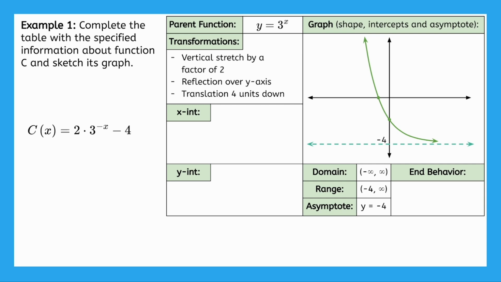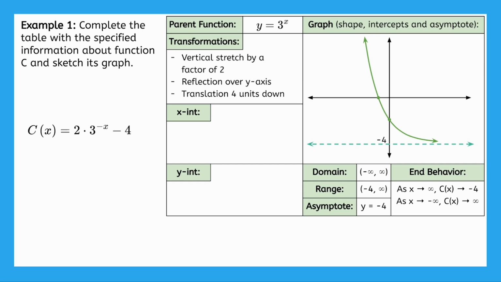With the sketch we have so far, we can also see the end behavior. As x goes to infinity, c of x goes to -4, and as x goes to negative infinity, c of x goes to infinity. All that's left now is to find the intercepts. From our sketch, we can see there will be one x-intercept and one y-intercept. How can we find these exact points?